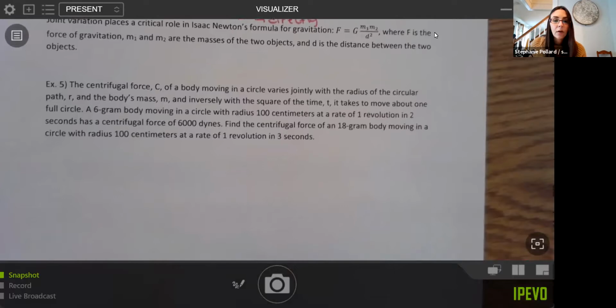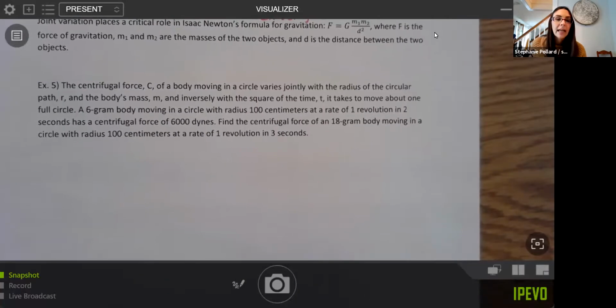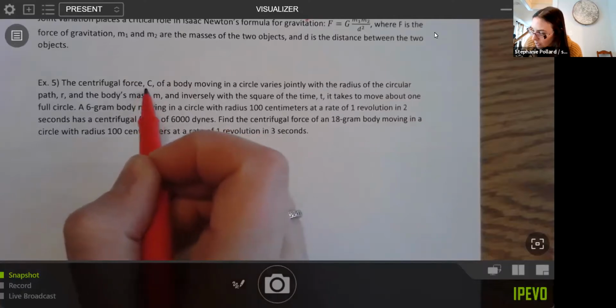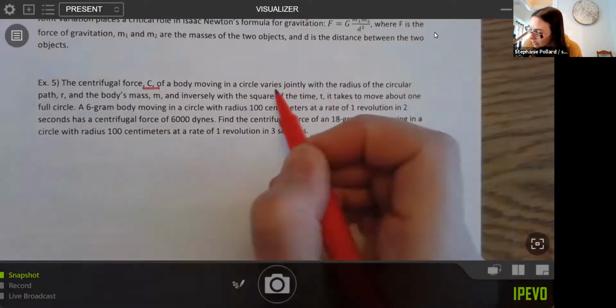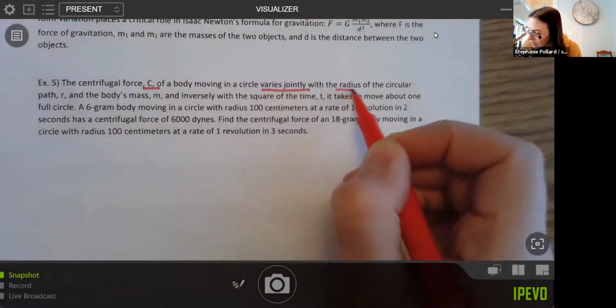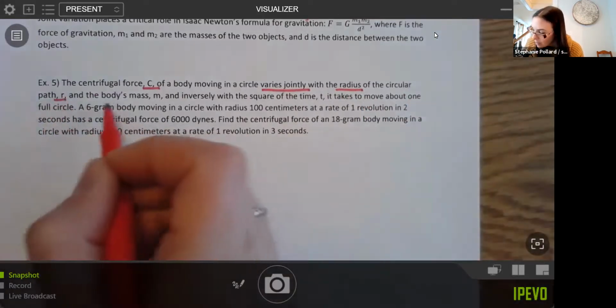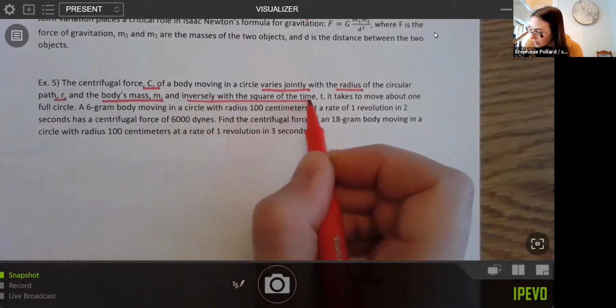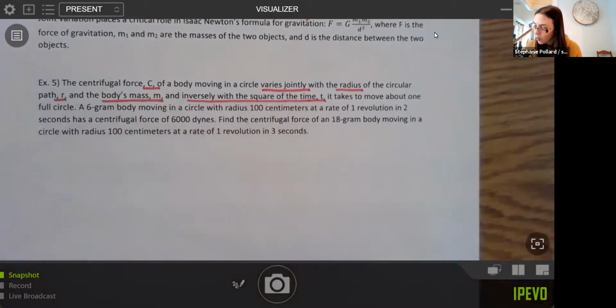So another example where you have this joint variation is in centrifugal force. So another kind of physics application here. So we're going to call that C. And the centrifugal force of a body moving in a circle varies jointly with the radius of the circular path and the body's mass m, and then it varies inversely with the square of the time t it takes to move about one full circle. So this force is specific to objects moving in a circular motion. So think about something moving around and around and around in a circle.